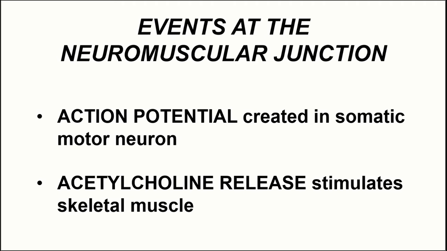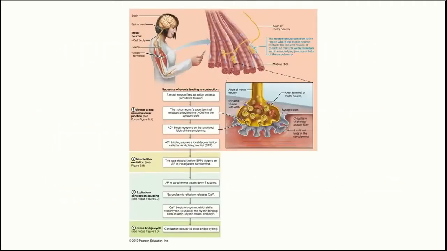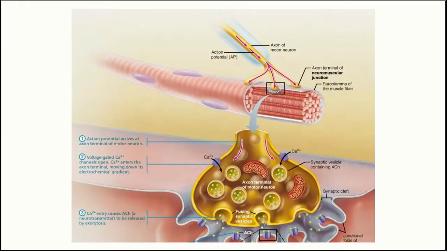So really here we're looking at the events that are going on in the neuron. So the events at the neuromuscular junction, which are here in this flowchart, then set off this chain of events within the skeletal muscle cell itself that are going to lead to that muscle cell contracting. So let's take a look at what's going on at the neuromuscular junction.